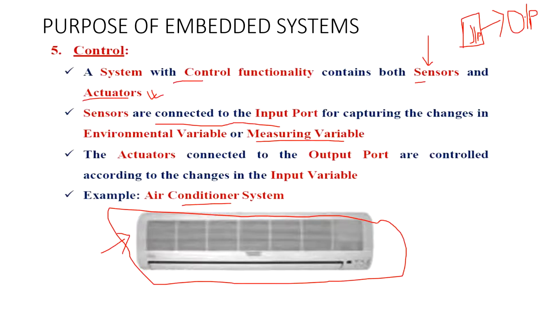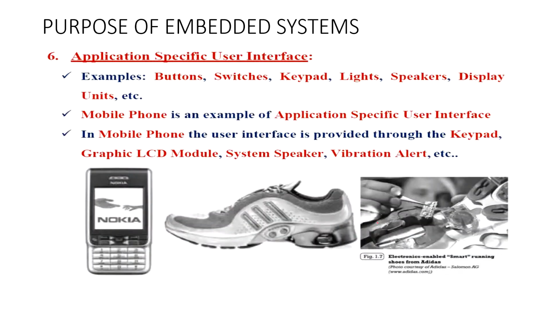The last one is application specific user interface. Very good examples are buttons, switches, keypad, lights, speakers, and display units. Normally a mobile phone is a very good example of an application specific user interface. In a mobile phone, the user interface is provided through the keypad, graphic LCD module, system speaker, vibration, etc. For example, it has been given over here in the Nokia mobile, which has been taken as an example. You can find that the numbers have been given.